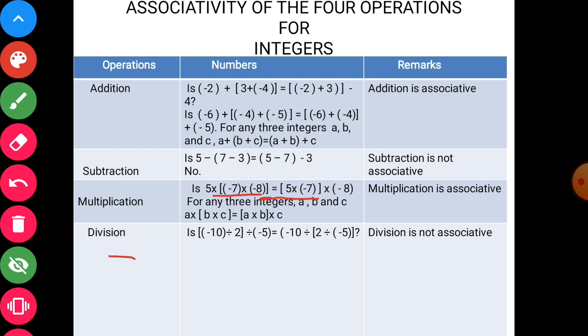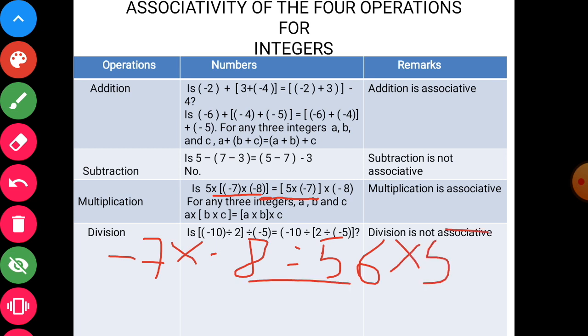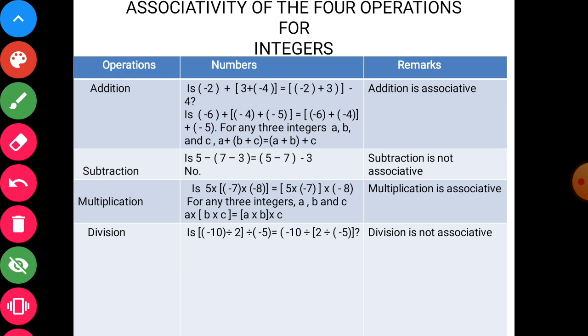That is minus 7 into minus 8 is equal to plus 56, right? Plus 56. Then into 5 you have to do. How much will you get? 5 sixes are 30, 5 fives are 25 plus 3, 280 you will get. For this LHS you will get 280.